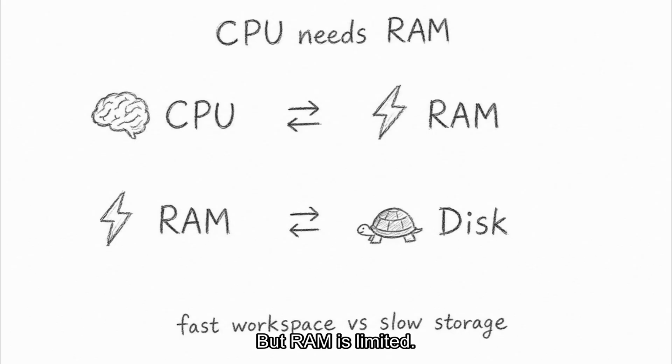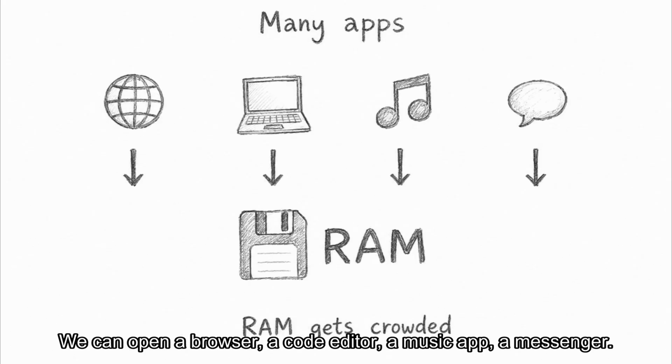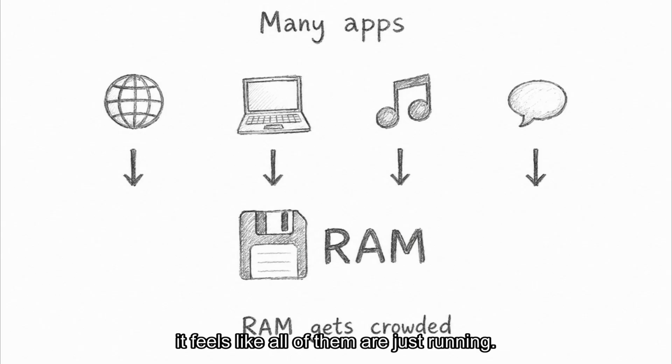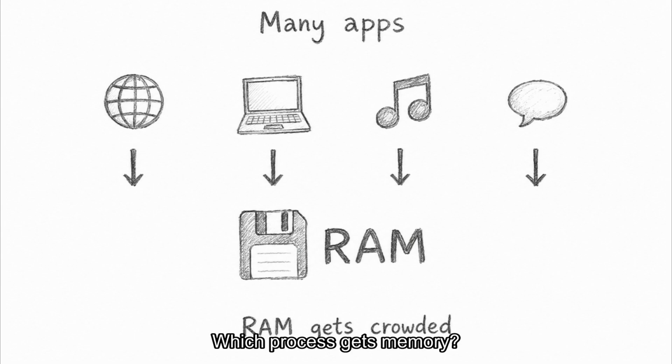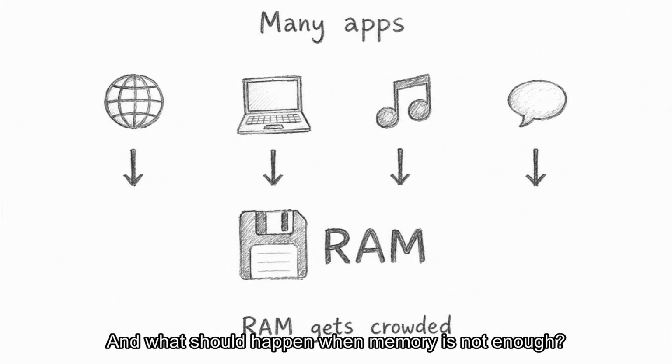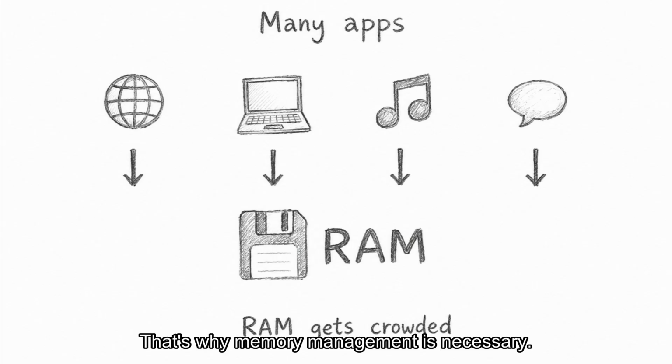But RAM is limited. We can open a browser, a code editor, a music application, and Messenger. From the outside, it feels like all of them are just loading. But inside a computer, all of them need memory space. So the operating system has to answer questions like this. Which process gets memory? How much memory does it get? Or where should the memory be placed? And what should happen when memory is not enough? That's why memory management is necessary.